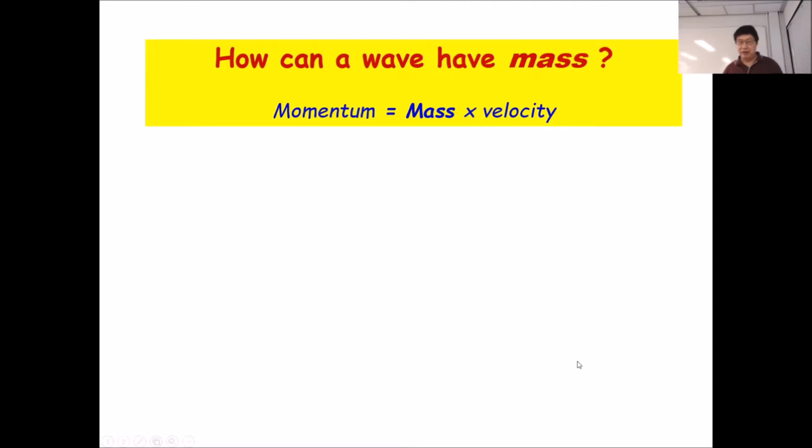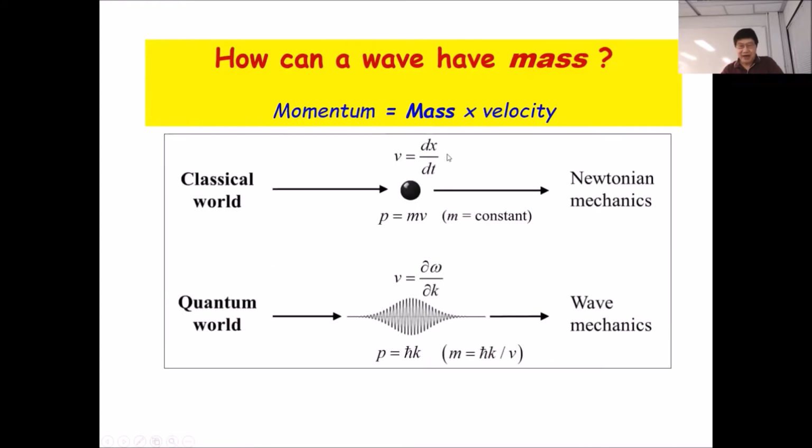Now, someone may say, well, it's easy to understand a mechanical object has mass, but how can a wave packet also have mass? Well, it's not difficult to see, because mass is defined by momentum. Momentum equals mass times the velocity of the object. If something has momentum and velocity, then you can find the mass. In the classical world, if the object is like a point mass, then of course it has a velocity, a momentum, and a mass.